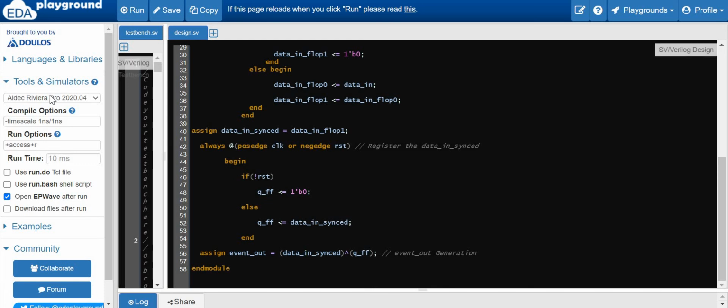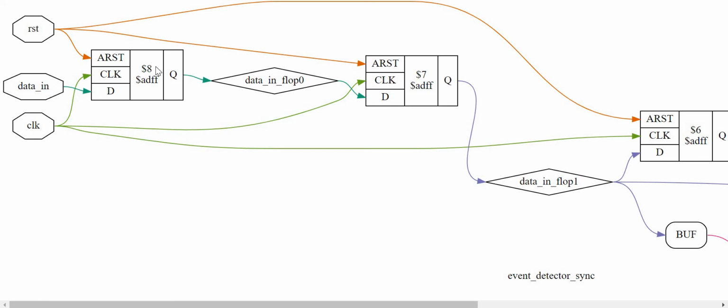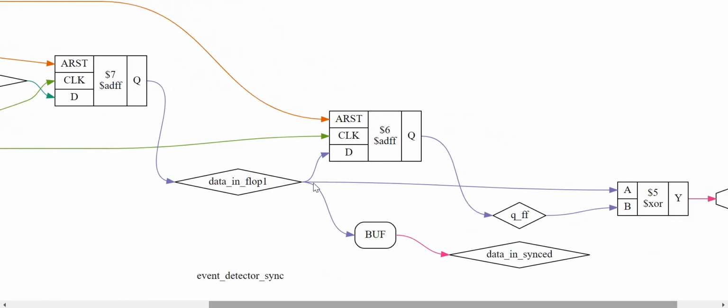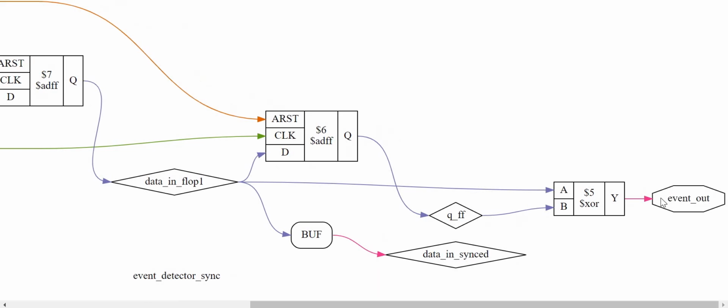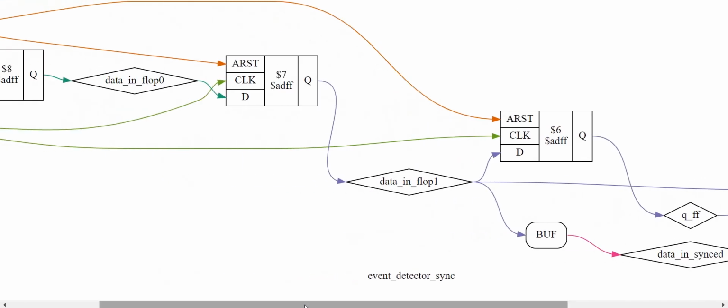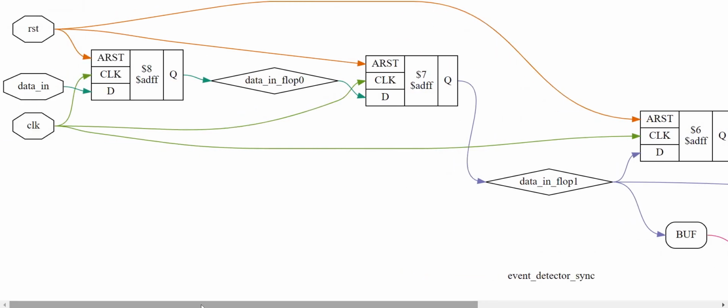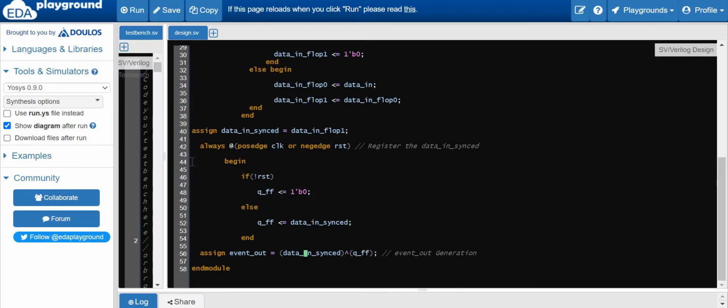So now let's synthesize this design. If you see here, this is our data in. Data in will pass first through the first flip-flop, then it will go to the second flip-flop, and this is nothing but our synchronized data in value. Then the synchronized data in value we are registering using this D flip-flop register, and the output of this D flip-flop register and the synchronized data in value will be going to the XOR gate, and we have finally the event out signal. So this is pretty similar to what we have seen in our circuit design with the synchronized data in input. Now let's simulate the design.